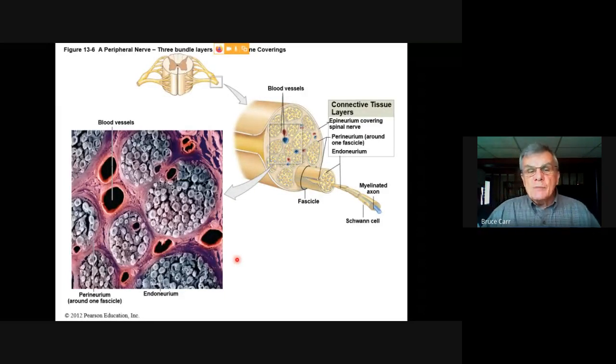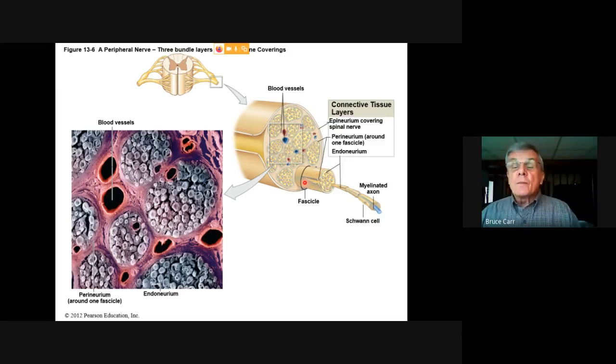In nerves, we're going to use the same naming system and replace myo with neuro. So here we have a spinal nerve shown in its entirety, covered by an epineurium. When we look inside, we see bundles called fascicles. Here's a fascicle. That fascicle is covered by a perineurium, and this bundle is full of myelinated axons and individual nerves. These are covered by an endoneurium.